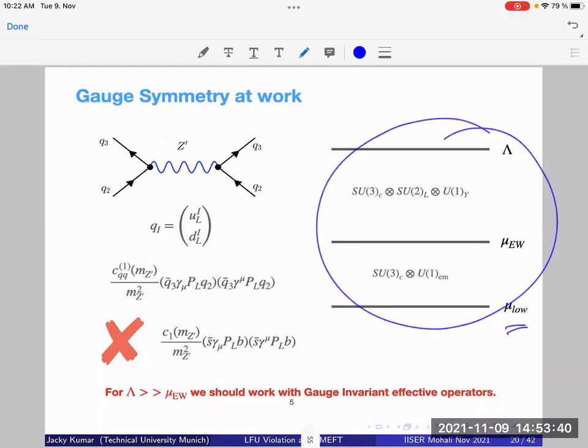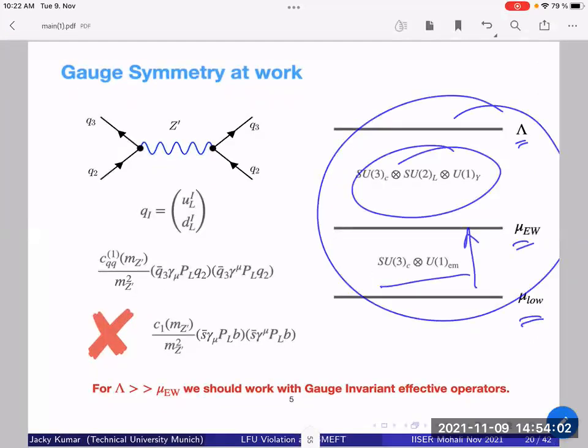So we have low energy scales like the bottom mass and the electroweak scale, and then some new physics scale which is unknown. So in this region, as you know, below the electroweak scale, SU(3) color times U(1) electromagnetic is unbroken. And in this region, the full gauge symmetry has to be unbroken.